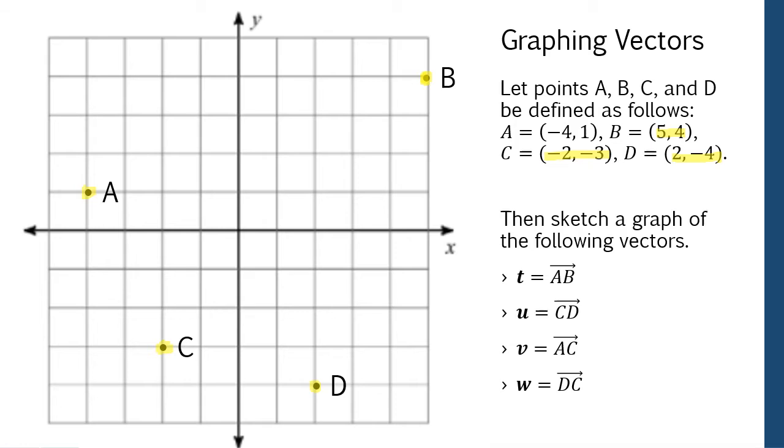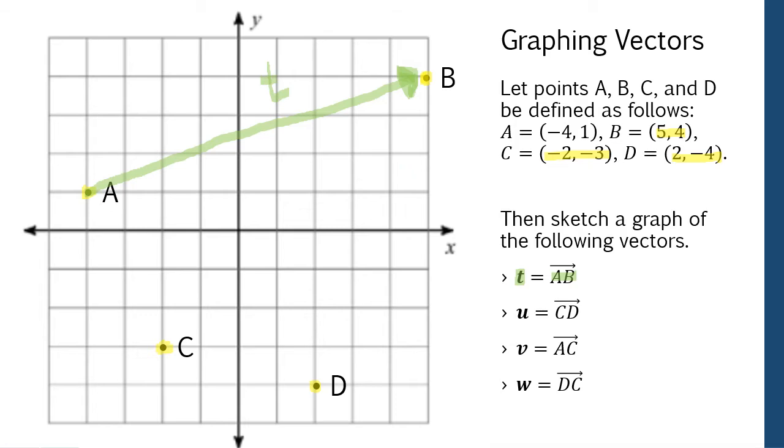Then we want to sketch the graph of the following vectors. And the first one that we're asked to find is vector t. Remember that the boldface type here tells you that it's a vector and not just a variable. And vector t is defined as the vector that goes from point A to point B. So all you have to do is go from the initial point at A to the terminal point at B in a straight line and show the direction using an arrow. So that would be vector t defined by points A and B.